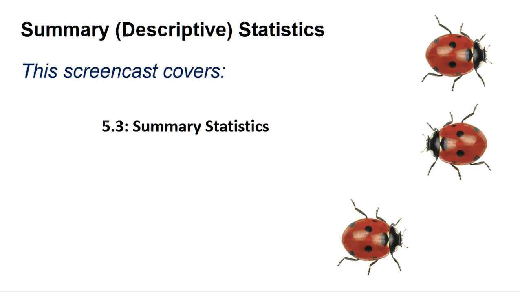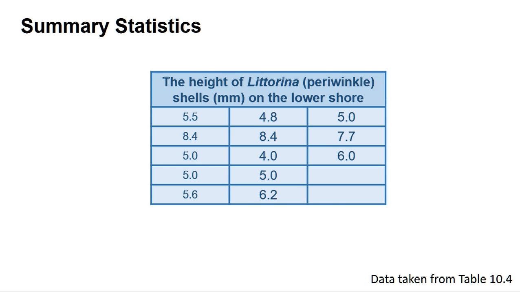Many programs have a single command that will calculate these statistics for a dataset. This screencast is going to show you how to do this using data from table 10.4 regarding the height of periwinkles on the lower shore. In most cases, the programs will give you the mean, median, lowest and highest value and interquartile range, along with variance, standard deviation and others. For skewness and kurtosis, see my screencast on Is My Data Normally Distributed?